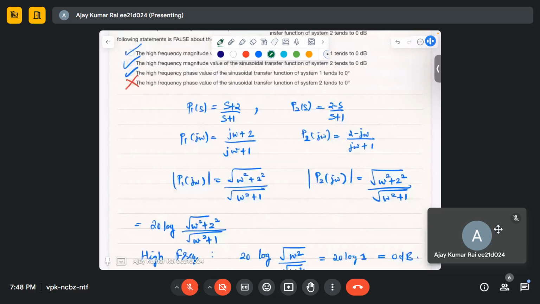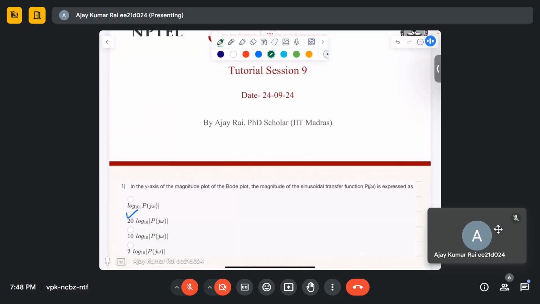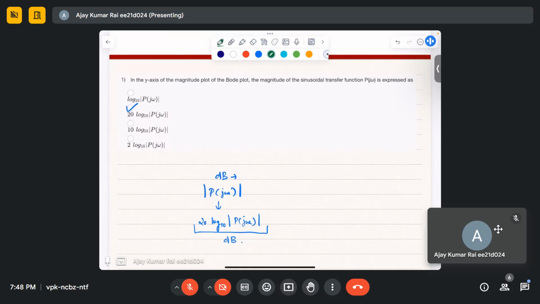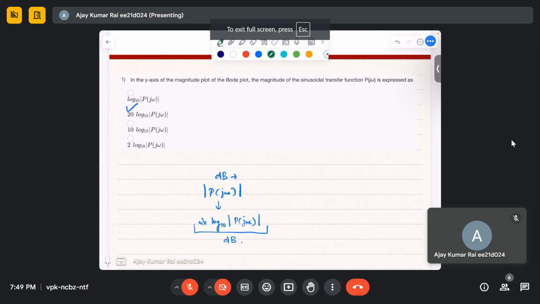So I have taken all the questions. Let me go through. The initial questions are very simple, straightforward questions on the y-axis. Someone was asking me to cover questions 1 to 5. These are very simple questions.